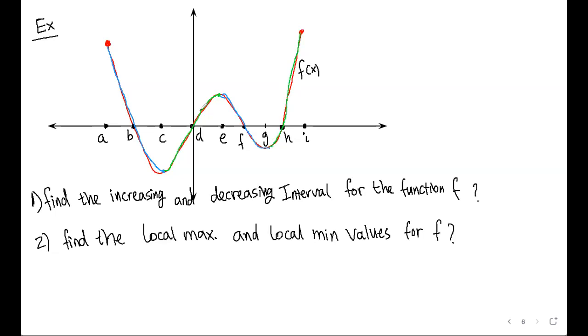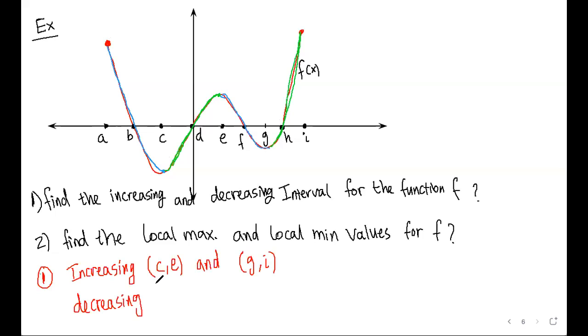So the interval for the first one, increasing on the open interval from this point C up to E, C, comma E, and also from this point G up to I, G, comma I. The function is decreasing from this point A up to C, and also decreasing from E up to G, E, comma G. Makes sense for the first one?